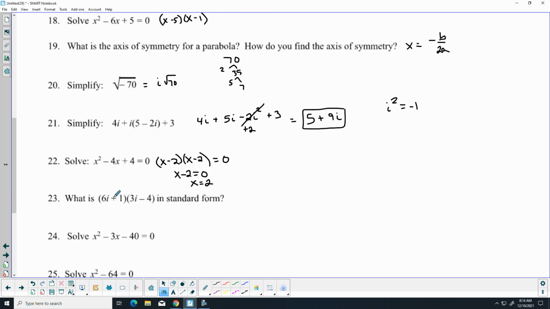What is this in standard form? Well, I'm going to have to FOIL. So 18i squared minus 24i plus 3i minus 4. Well, that's really negative 18 right there. So that's going to give me negative 22. Negative 18 minus 4 is negative 22. And then combine my imaginary. Negative 24 plus 3 is negative 21i.